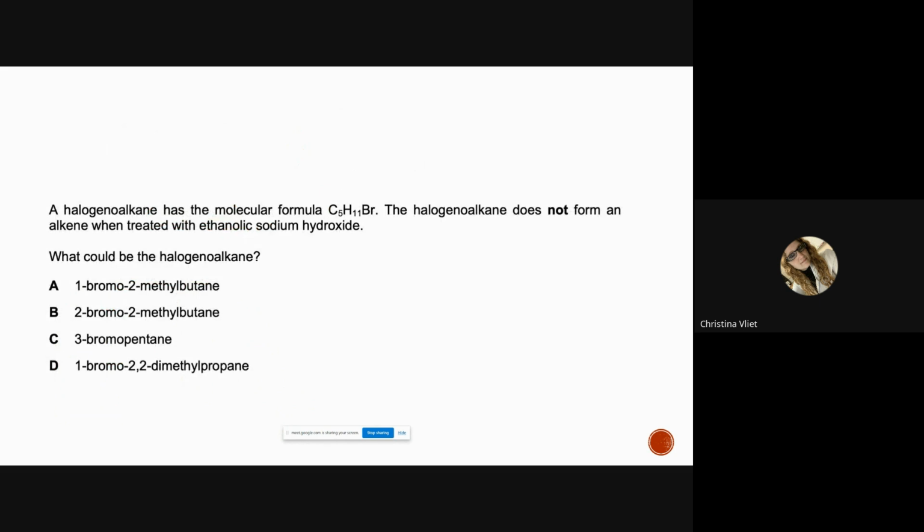All right, next one. This one was, I don't know. Yes, at least one person did get this right. But I expected this one to be difficult. I included it for a reason, because I want you to analyze different situations. This says you have a halogen alkane that is C5H11Br, and that it cannot make an alkene.